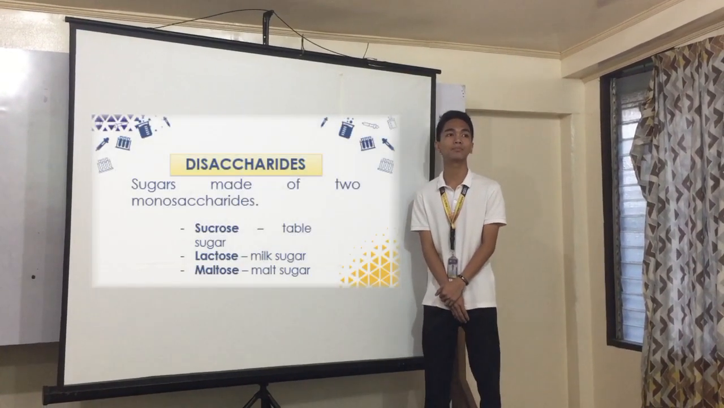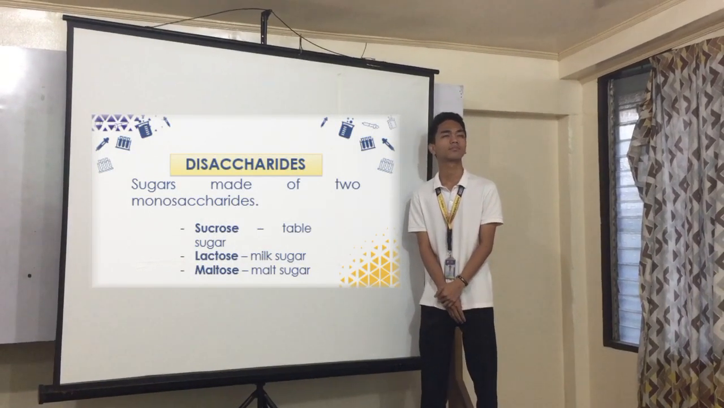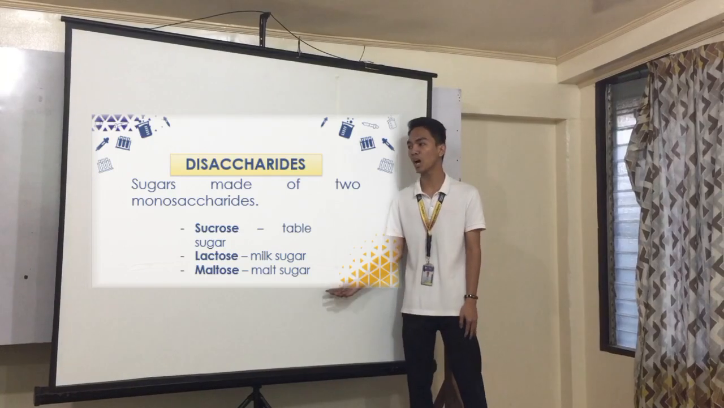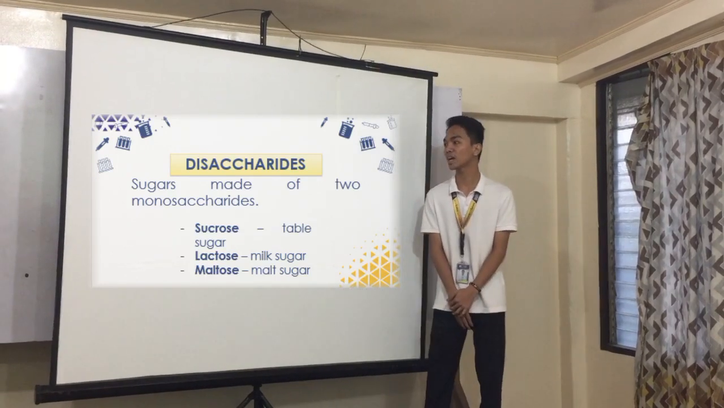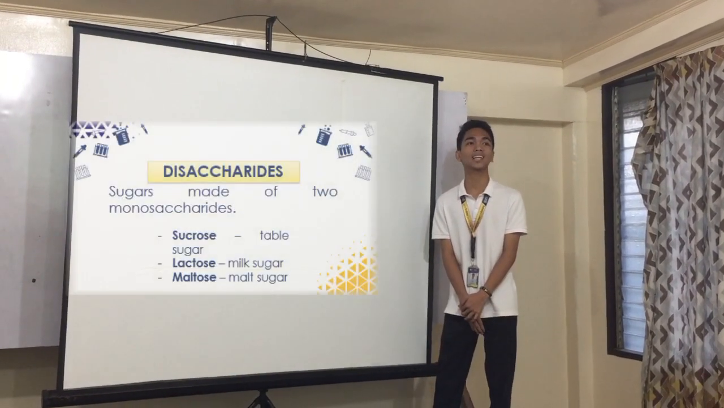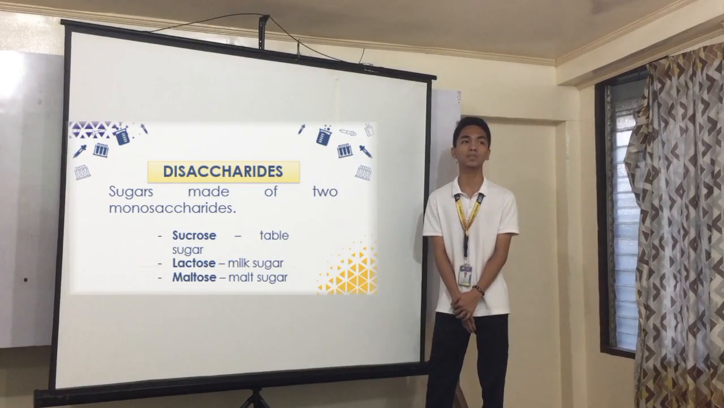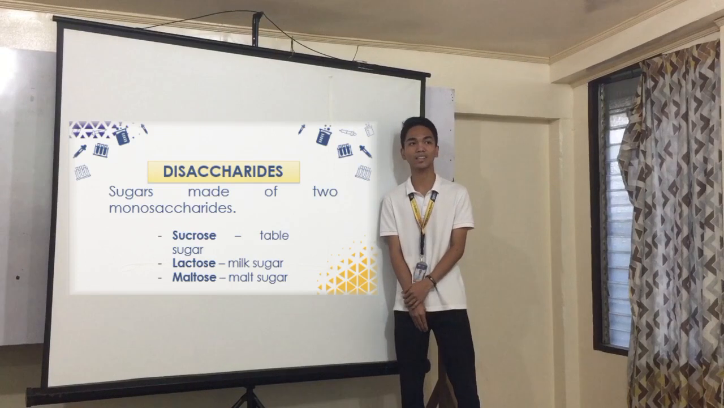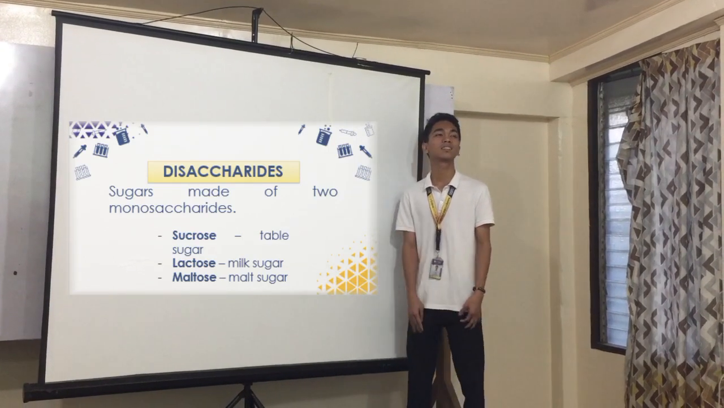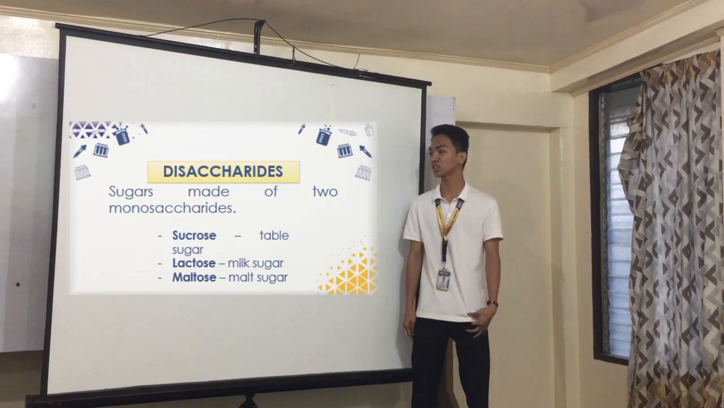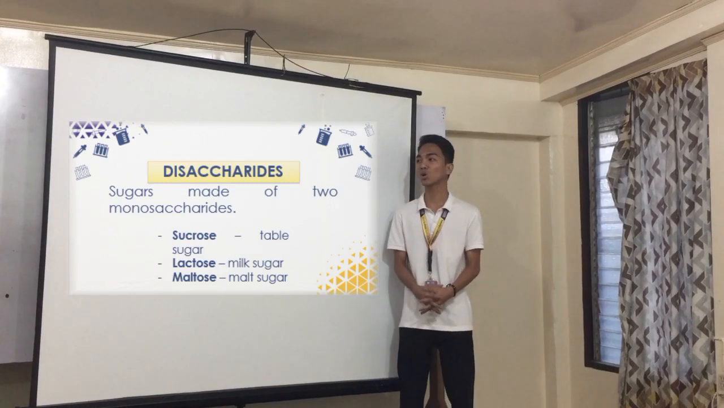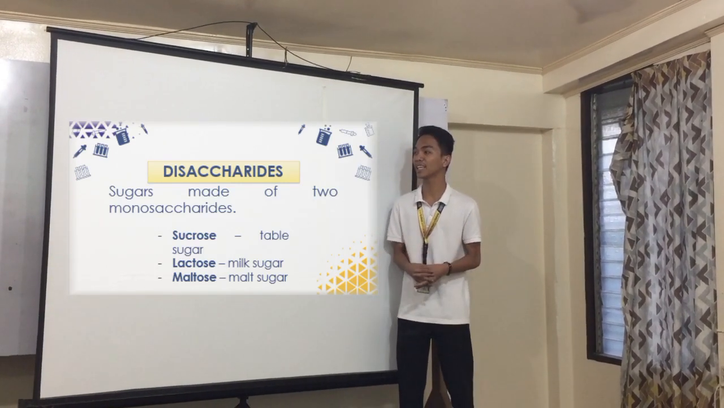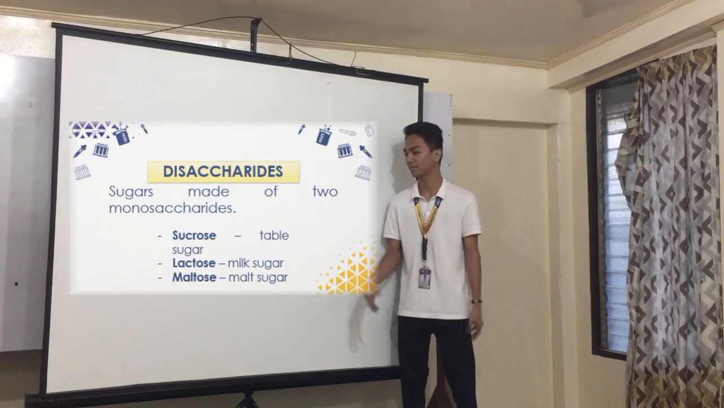Next one, we have lactose. Lactose, also known as milk sugar. So when we say milk sugar, meron siyang sugar sa gatas. Yung ininom natin mga fresh milk, nagko-contain yun siya ng lactose or milk sugar. Next one is maltose or malt sugar. When we say maltose, ito yung iniinom natin mga Milo o Ovaltine na nagko-contain ng malt sugar.